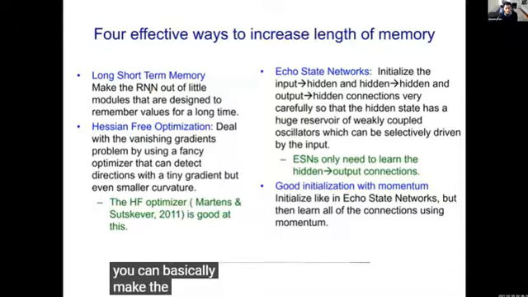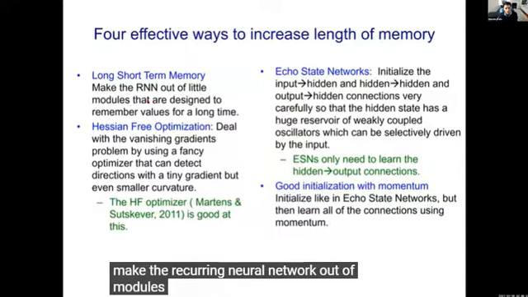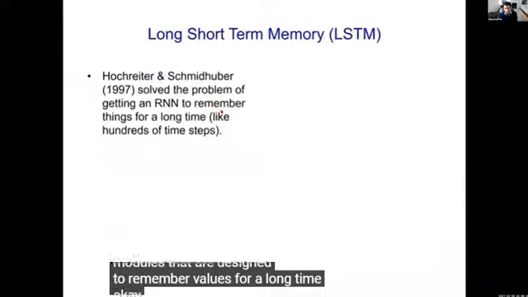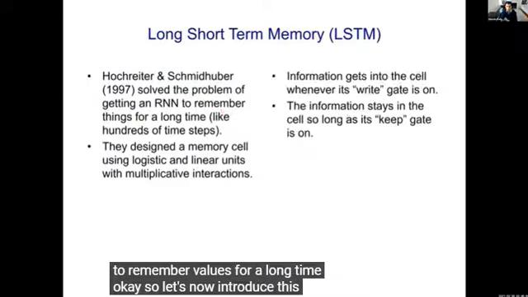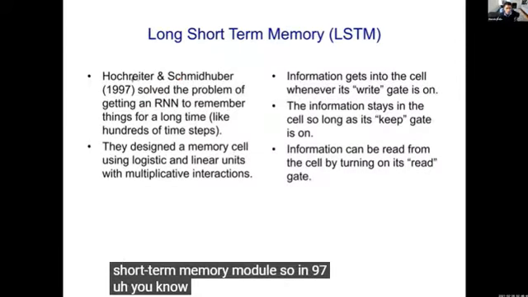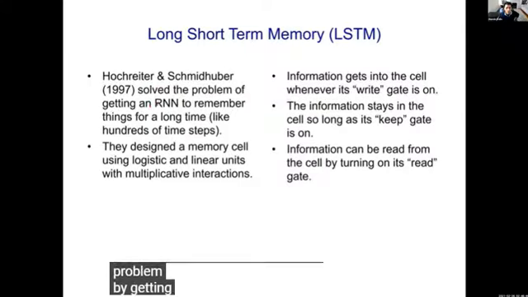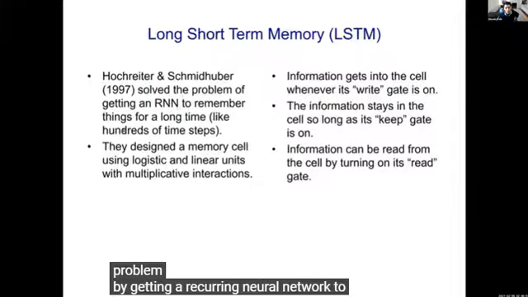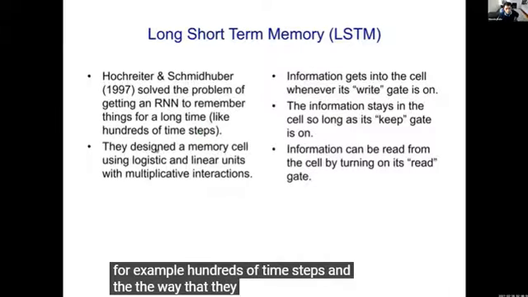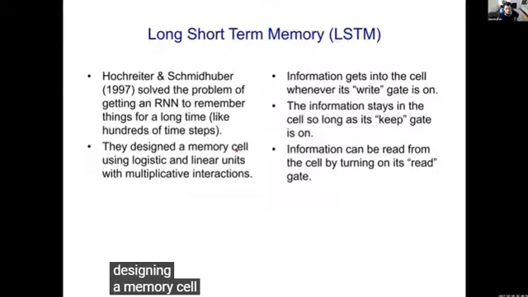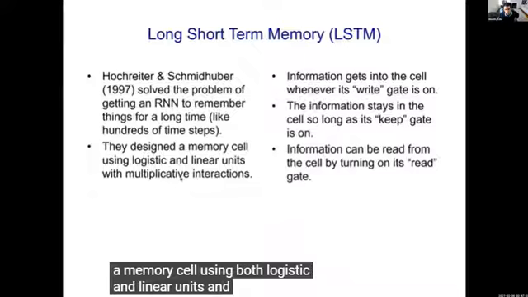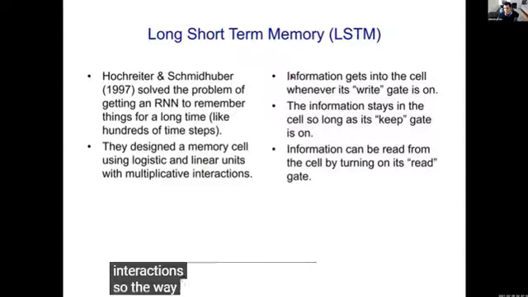You can make the recurrent neural network out of modules that are designed to remember values for a long time, okay? So let's now introduce this long short-term memory module. In 97, these authors solved the problem by getting a recurrent neural network to remember things for a long time, for example, hundreds of time steps. They did that by designing a memory cell using both logistic and linear units and multiplicative interactions.